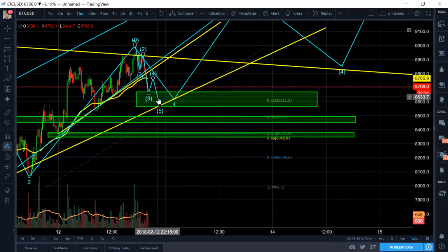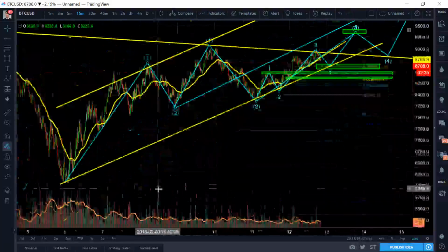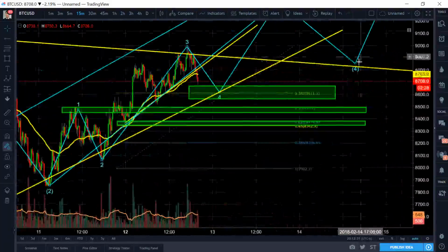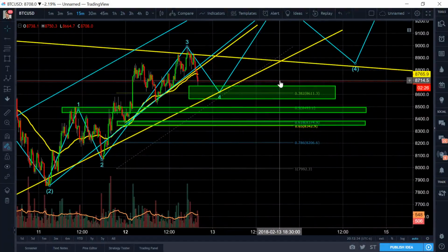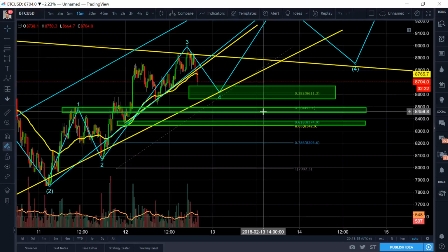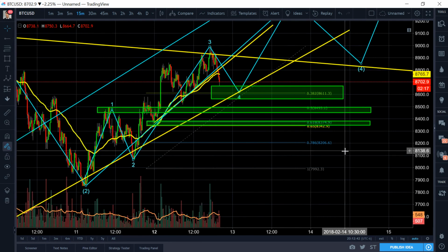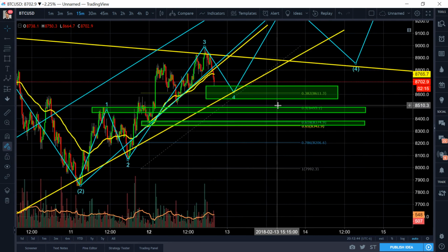So if this one doesn't hold exactly where it is right now, around the 382 fib, which also happens to be at the trend line right here, then we're definitely going to break that trend line. We're going to break the 382 fib, and then we're going to go to maybe the 0.5 fib region, where there's a lot of activity around here, which is around 8,500. So I'm giving you guys both views right now of where I stand, both bull and bear.